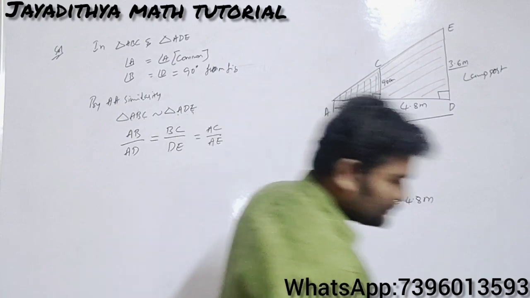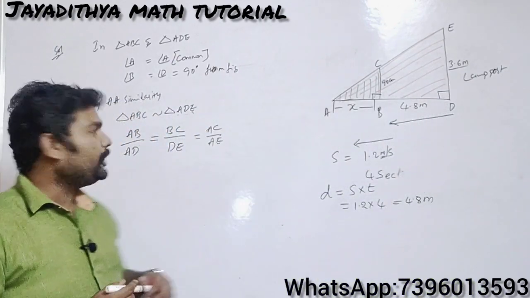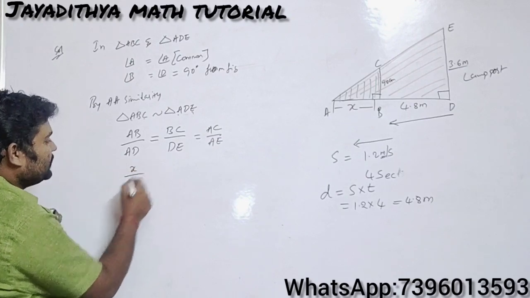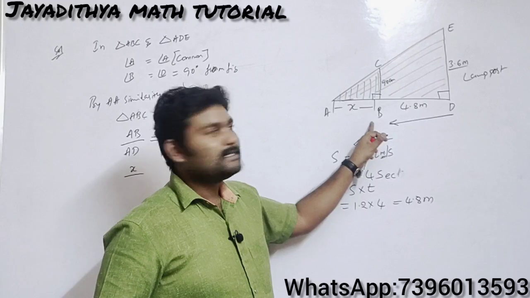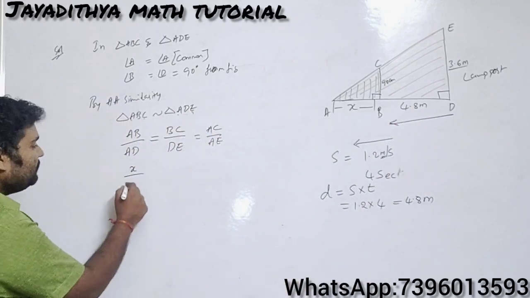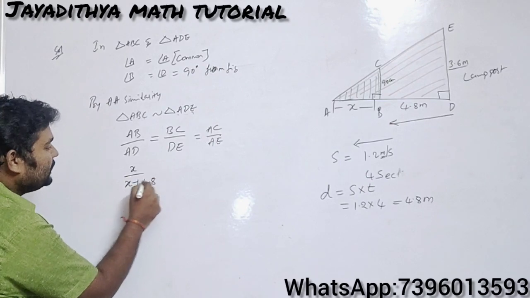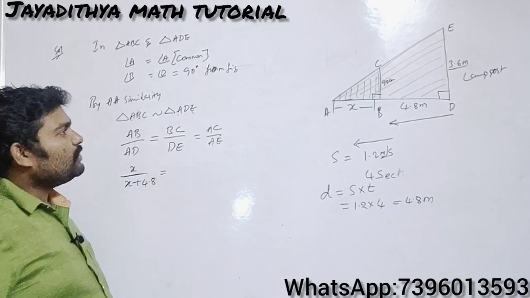Okay, so let us take the values here. What is the value of AB? You need to find AB. So that is X by AD. AD is how much here? AB is X and BD is 4.8, so you should add completely. So AD becomes X plus 4.8, which is equal to BC.